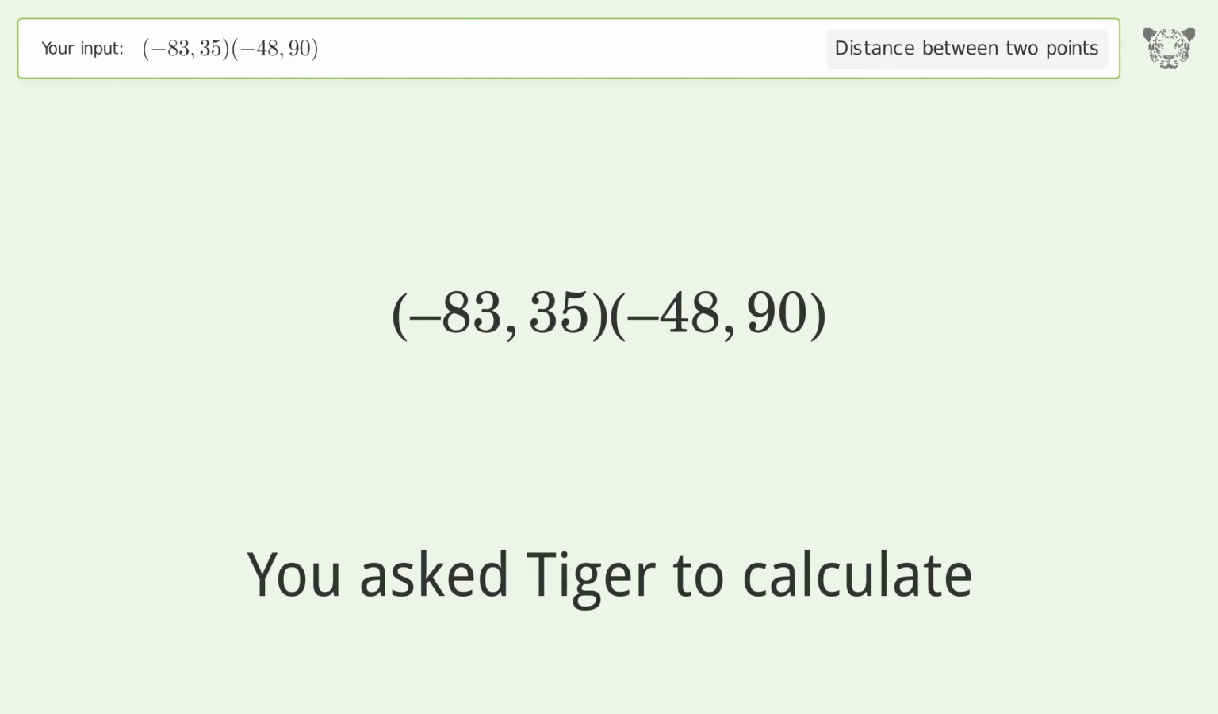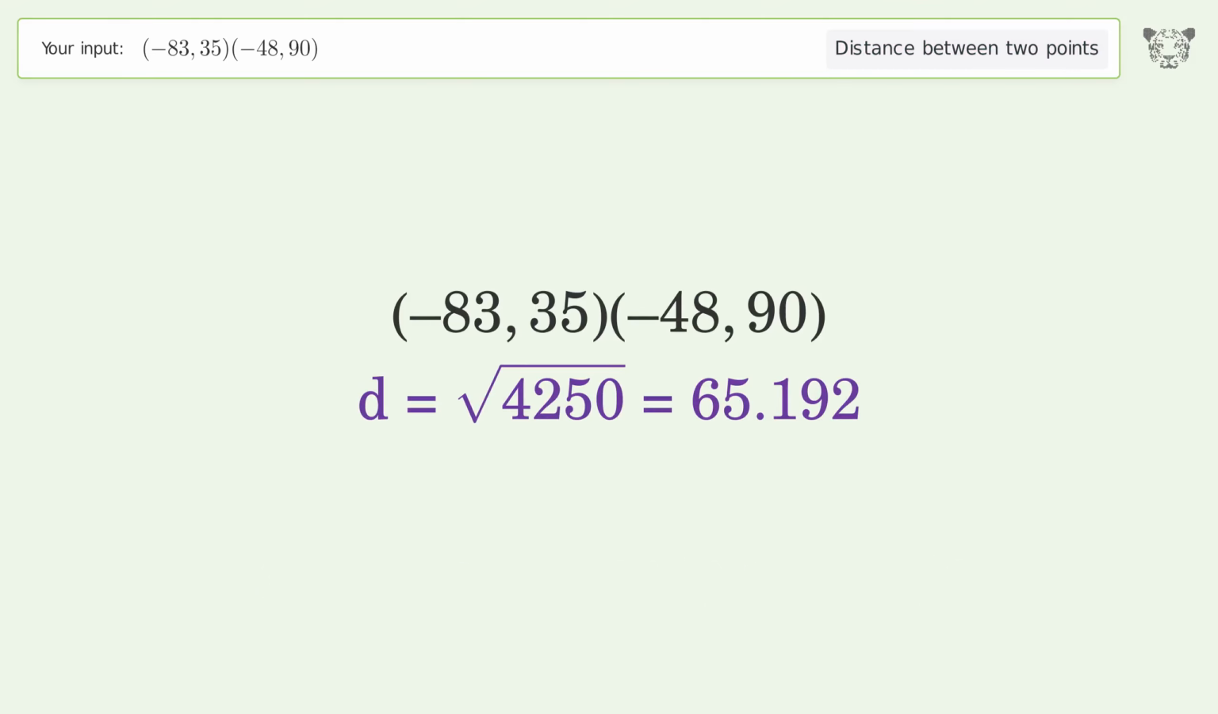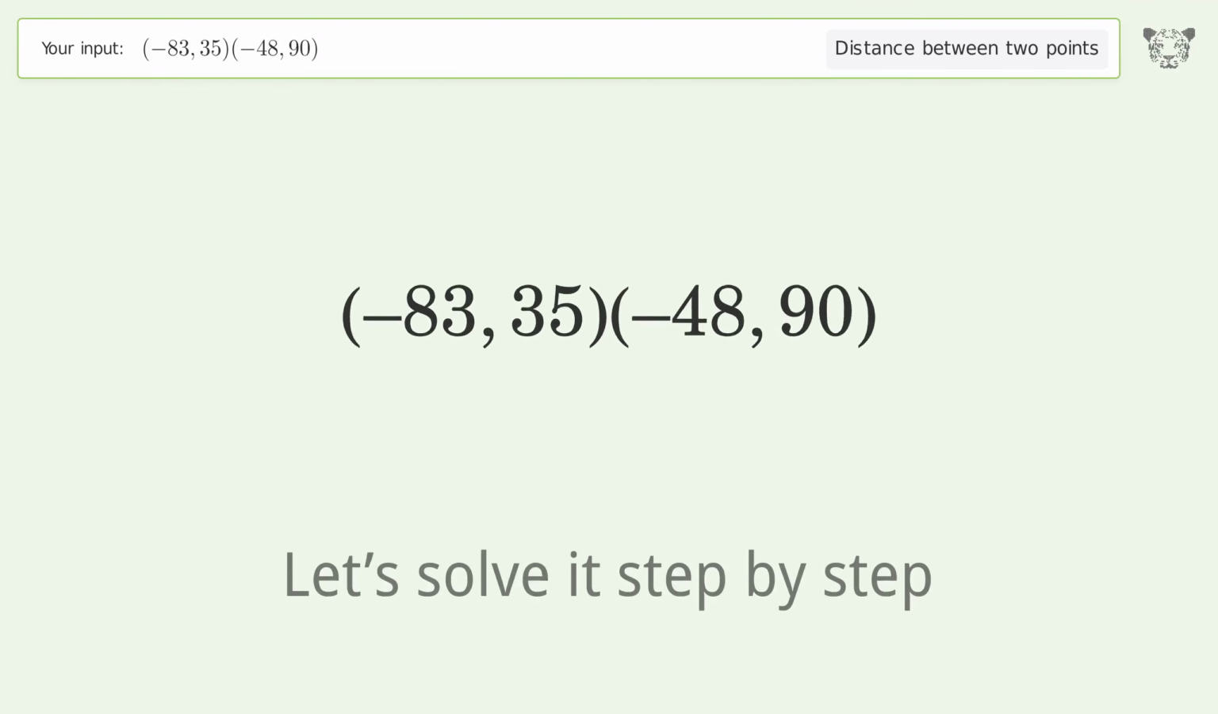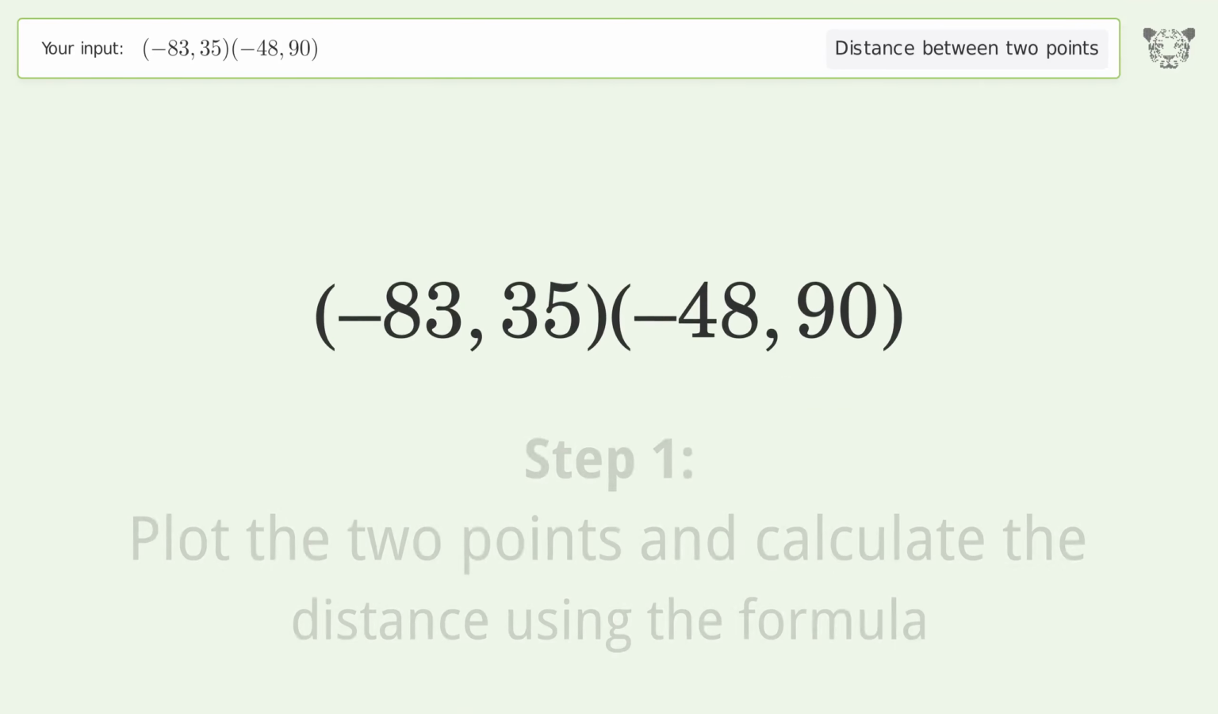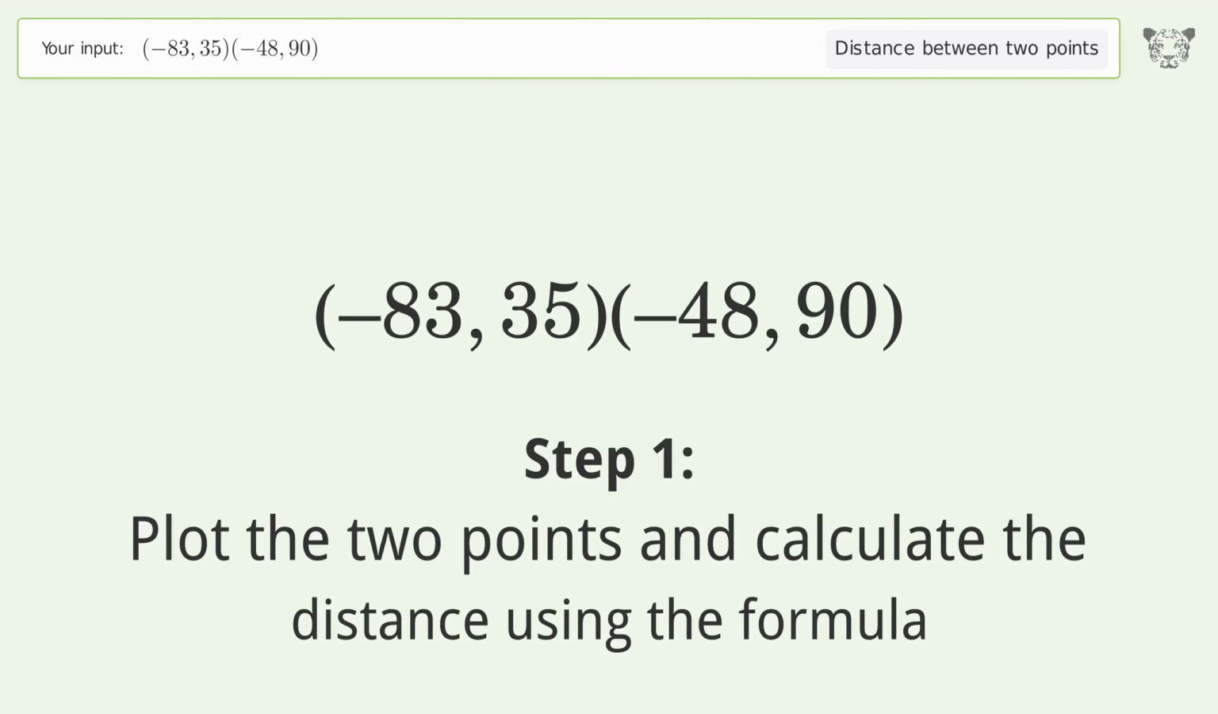You ask Tiger to calculate. This deals with the distance between 2 points. The distance between the 2 points is the square root of 4,250, or 65.192. Let's solve it step by step. Plot the 2 points and calculate the distance using the formula.